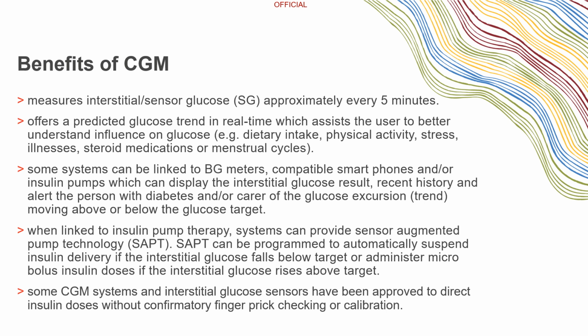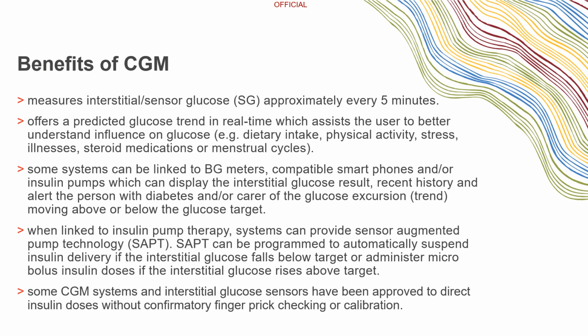When CGM systems are linked to an insulin pump, systems can provide sensor-augmented pump technology, SAPT. SAPT can be programmed to automatically suspend insulin delivery if the interstitial glucose falls below target, or administer micro-correction bolus insulin doses if the interstitial glucose rises above glucose target range. Some CGM systems and interstitial glucose sensors have been approved to direct insulin doses without requiring finger prick checking or calibration.